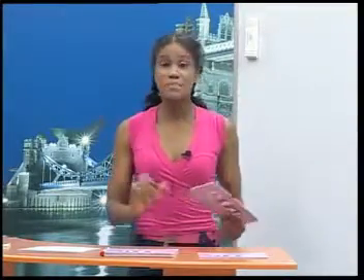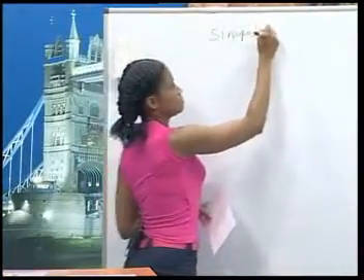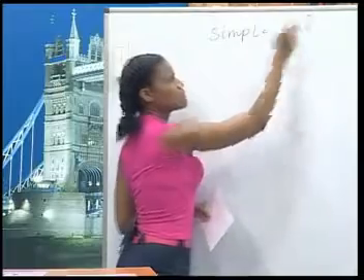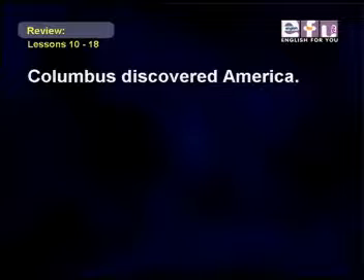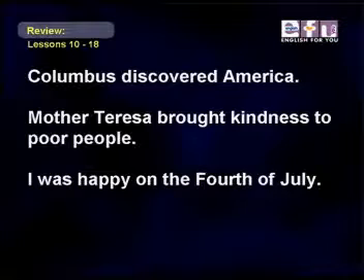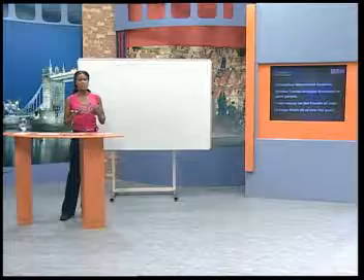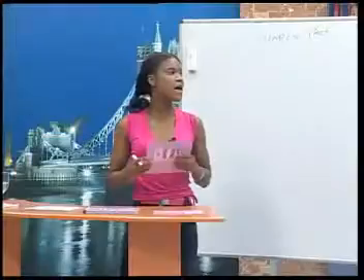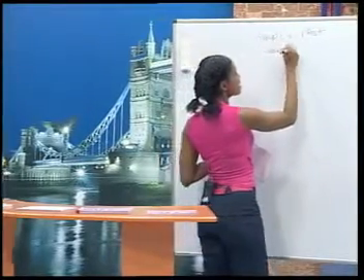Time to review simple past. Simple past tense. Let's take a look at some examples. Columbus discovered America. Mother Teresa brought kindness to poor people. I was happy on the 4th of July. George Bush dove into the pool. So the simple past is used to describe actions that started and finished in the past.